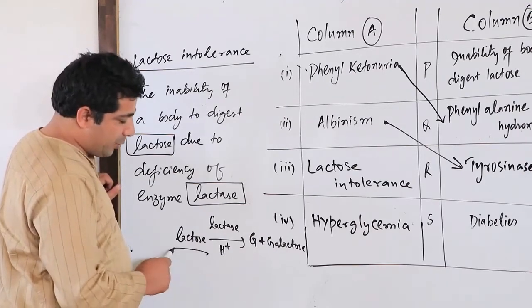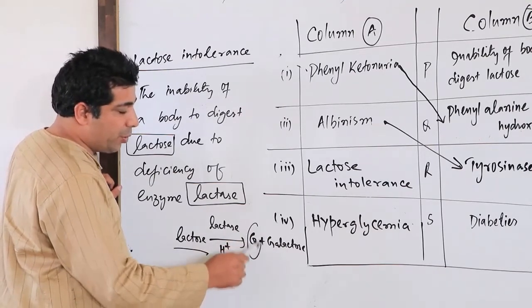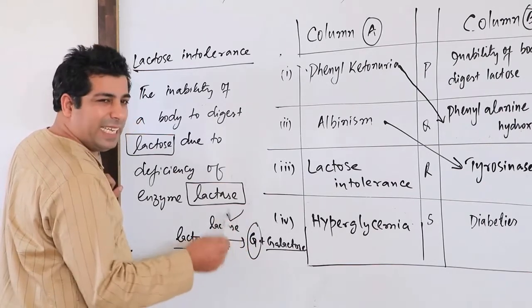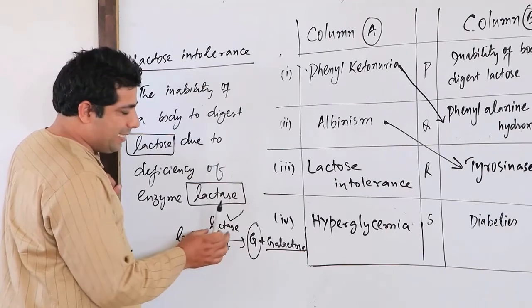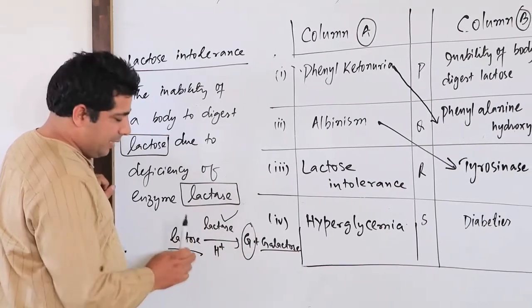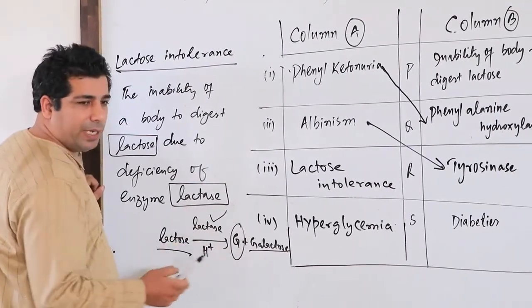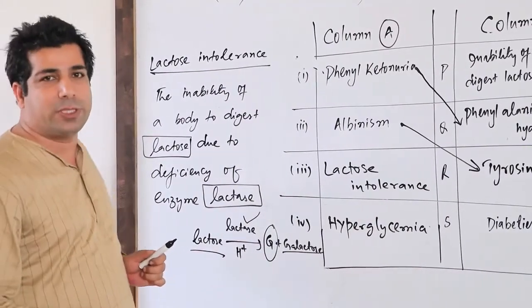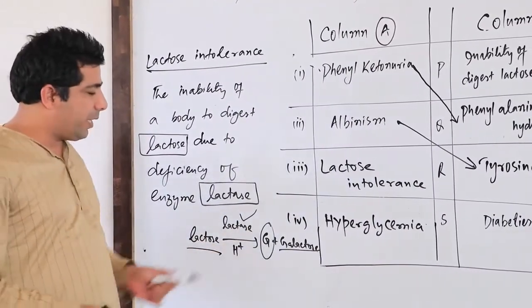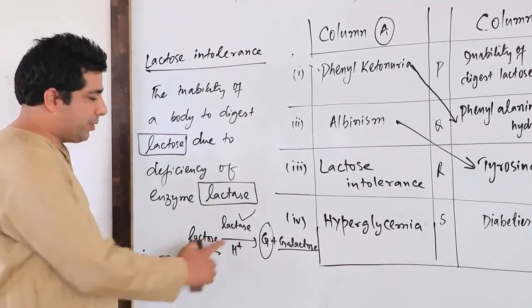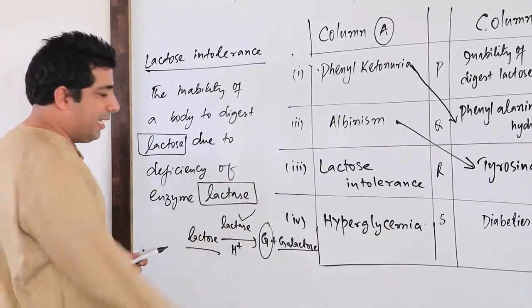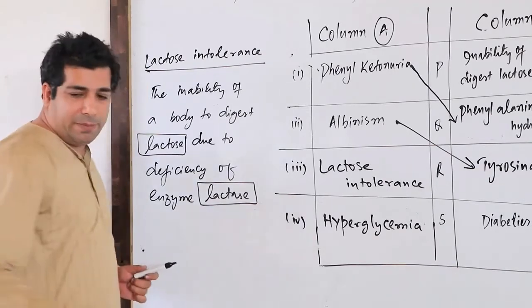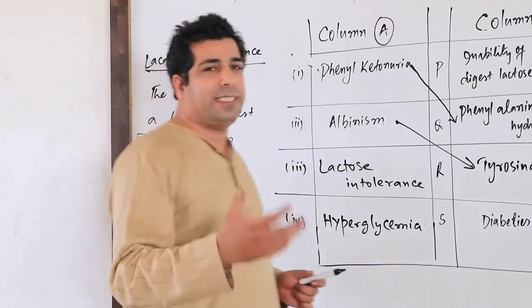That means your lactose should be converted into glucose and galactose. But this enzyme is very less. Okay? So when this is very less, then what will happen? This reaction will not take place properly. Means lactose will not break into glucose and galactose. Lactose will not break into glucose and galactose because of the deficiency of lactase. And this is known as lactose intolerance. Means your body is not able to digest the lactose.